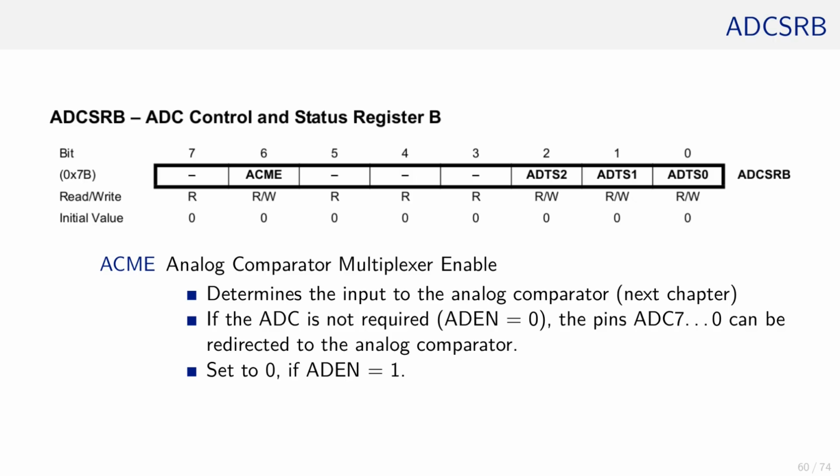Okay, so this is the last configuration register with only 2 possible settings, ACME and several bits for ADTS. ACME stands for Analog Comparator Multiplex Enable. The ATmega is equipped with an analog comparator, which, as the name suggests, compares analog values. If the analog converter is not used, then the ADC pins can be used by the analog comparator instead. This ACME bit configures this setting.